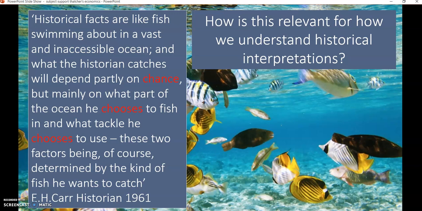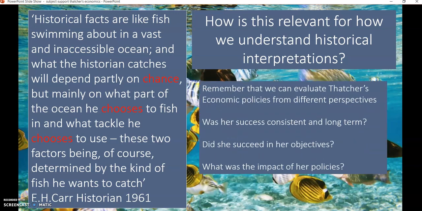So, when we evaluate Margaret Thatcher's economic strategy, we have to think, well, what time period are we looking at? Are we looking at the monetarist time period? Are we looking at the whole time period? Did she maintain her success? Was it there in the long term?